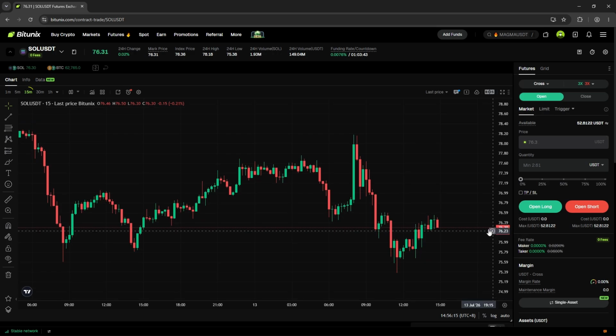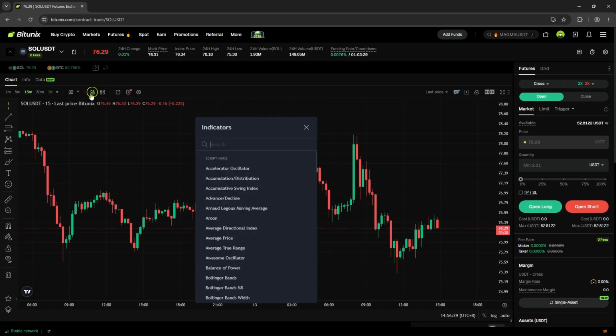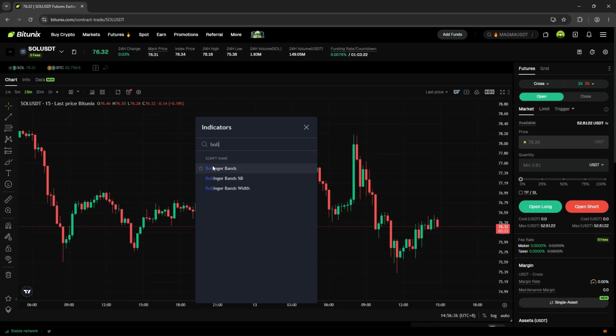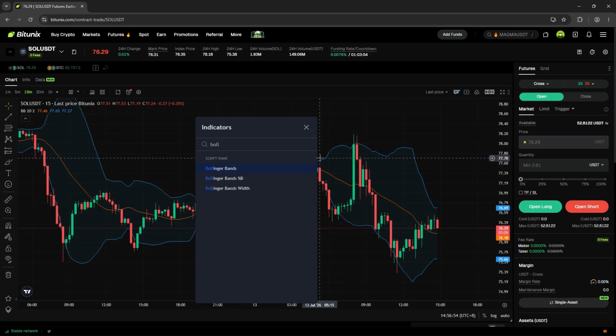Now we need to do a little setup. The first thing that needs to be done is to set the correct time frame, which in this case is 15 minutes. Now, going to the right side, click and open Indicators. Start typing Bollinger and click on Bollinger Bands. As you can see, we have some visuals showing up containing upper, middle and lower lines going with our candles.